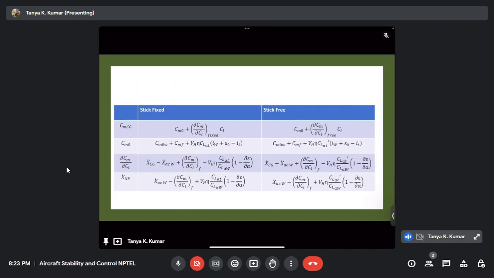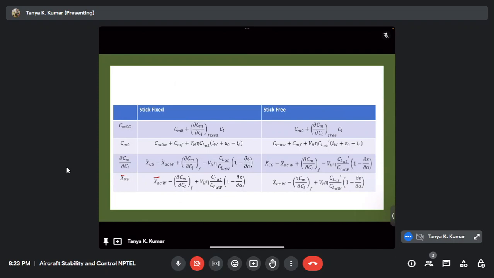The quantities under comparison are Cm at the Cg, Cm naught, dCm upon dCl, and x bar NP. This should be x bar. All of this should be bar, okay? You can see the only difference is in Cl alpha. This is Cl alpha tail prime, so Cl alpha tail for the stick free case. That is what contributes to all the differences.